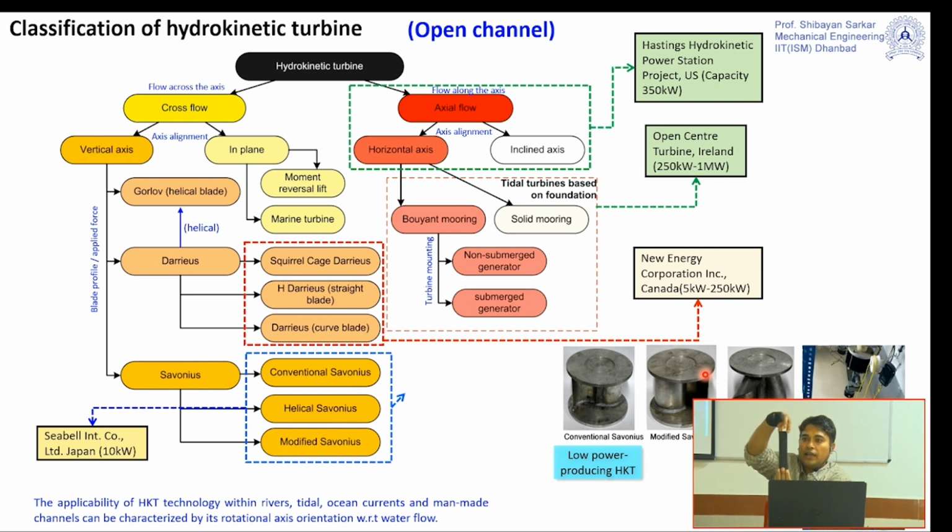But when I apply a twist, what will happen? This point will remain somewhere here, and due to the twist action the other point will be here. So there will be a difference, and if I draw two lines from this point to this point, it will make an angle. That particular angle will be called the twisting angle. So this twisting angle will be imposed here. This will be called the helical Savonius type of turbine.